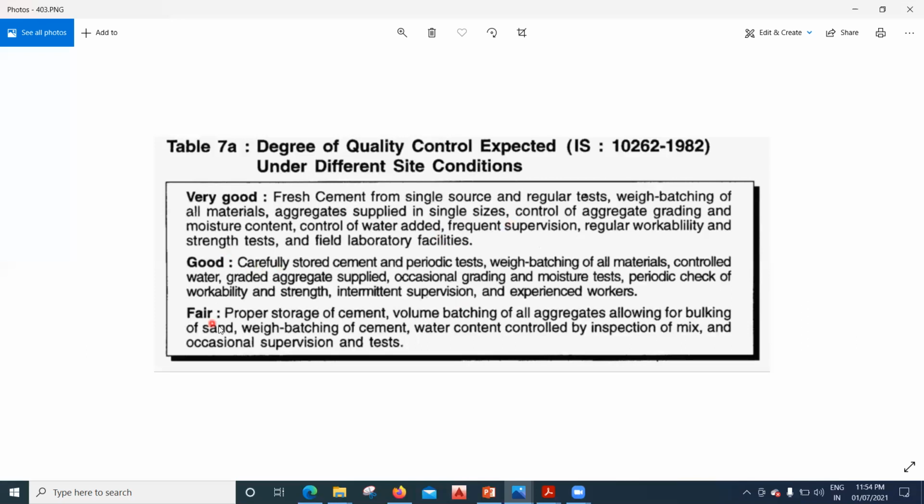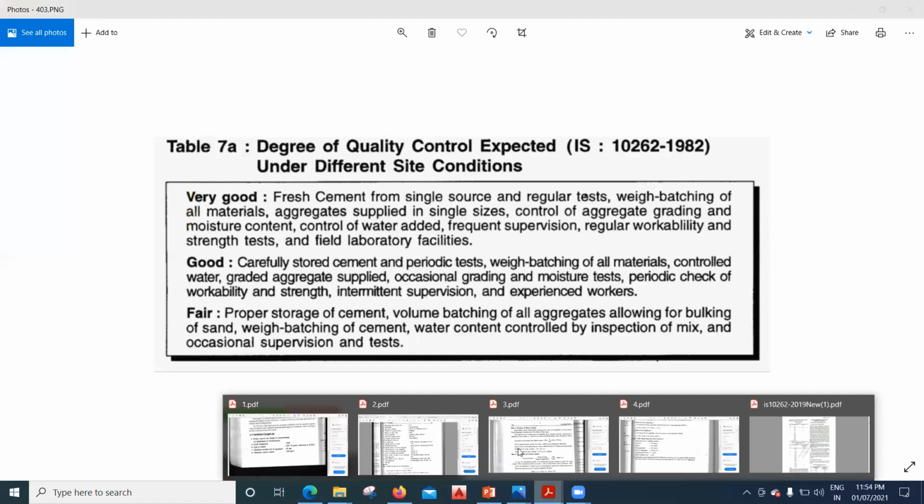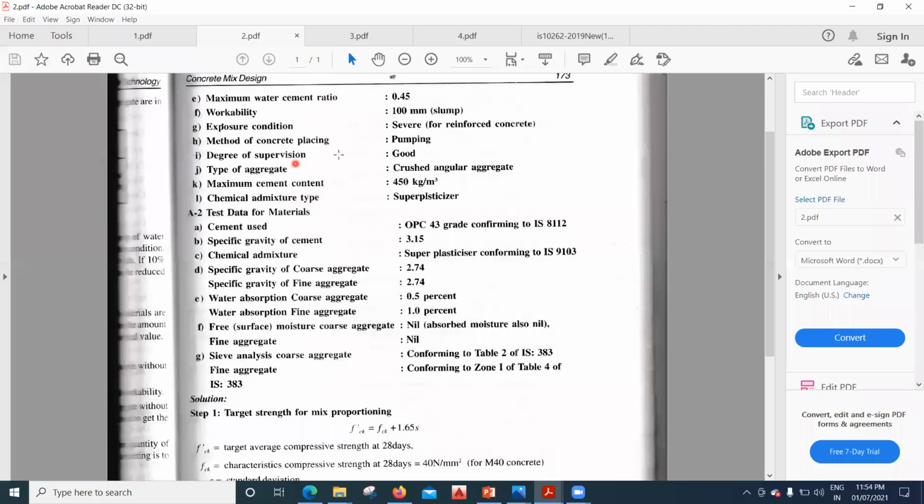Next is fair. Fair means proper storage of cement. You are going to make use of volume batching; here it was weigh batching. And when it comes to volume batching, of course, the quality is going to come down. Volume batching of all the aggregates, allowing for bulking of sand, weigh batching of cement, water content controlled by inspection of mix, and occasional supervision and test. Then you have to consider this as fair. So you have to tell what kind of situation you are in, what kind of projects you are working on. Based on this, we are going to fix. So here, what they have given in the question is that the degree of supervision is good.